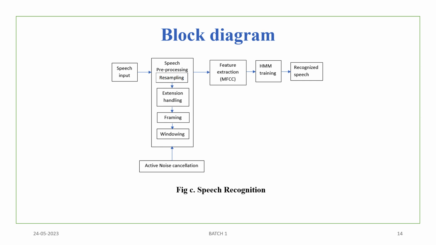This is a simple block diagram of our project. The speech signal is taken as the input for the vending machine. This speech signal undergoes pre-processing, that is, it is resampled, the extension is handled, framed and windowed for making the signal stationary, and then filtered to remove the background noise. The features of the pre-processed signal are extracted and trained for HMM model. Thus, the speech is recognized and stored as pickle file.